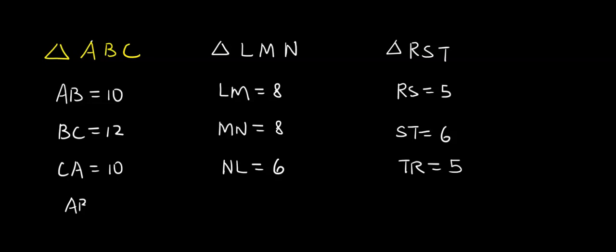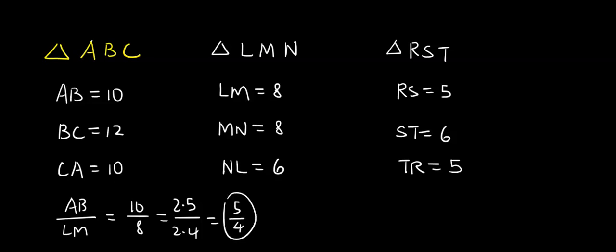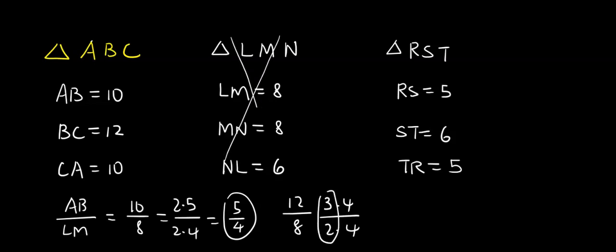Okay, so AB to LM is 10 to 8. 10 is 2 times 5, 8 is 2 times 4, so it is 5 to 4. Now, let's look at whether BC to MN also has 5 to 4, and CA to NL also has 5 to 4. They have to follow the same ratio. So BC to MN is 12 to 8. 12 is 3 times 4, and 8 is 2 times 4. No, that's a rule breaker, so LMN is out.